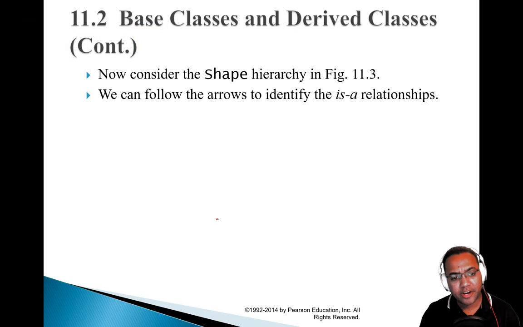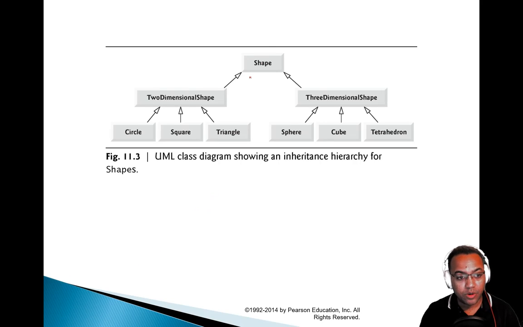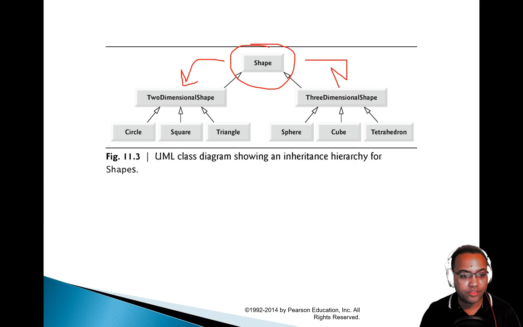Now consider the shape hierarchy in figure 11.3. We can follow the arrows to identify the is-a relationships. You have a shape that is then derived into a 2-dimensional shape and a 3-dimensional shape. Circle is derived from 2-dimensional shape, and square and triangle are also derived from 2-dimensional. These arrows are kind of going the wrong way; in my opinion, they should be going down. I'm inheriting downwards, right? Triangle is inheriting from 2-dimensional, sphere is inheriting from 3-dimensional, and 3-dimensional is inheriting from shape.